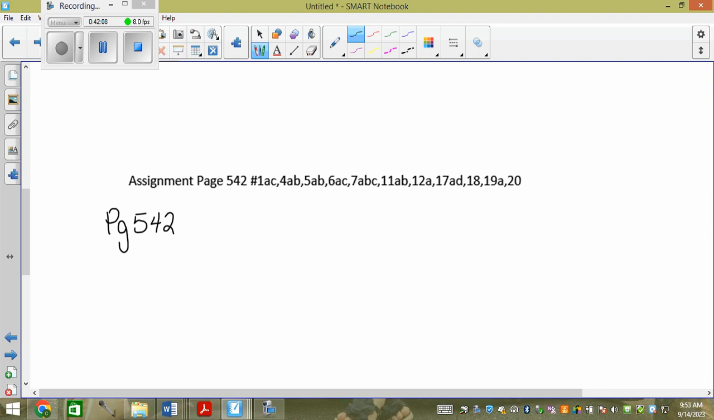One is stupid. I don't want you to expand. Oh, there we go. 4. 4AB just asks you how many terms there are, so that's a fast one.